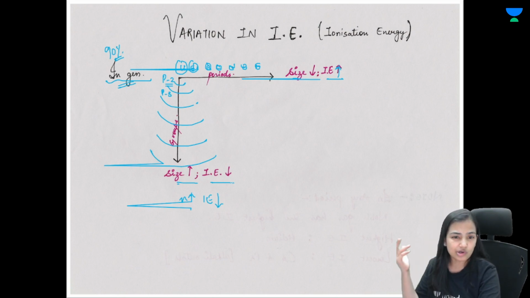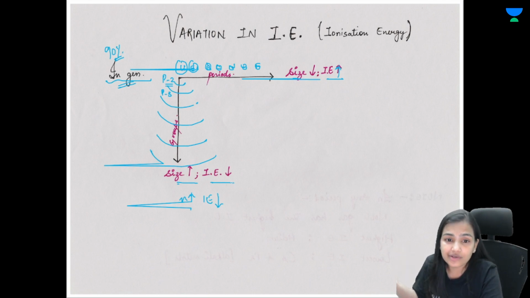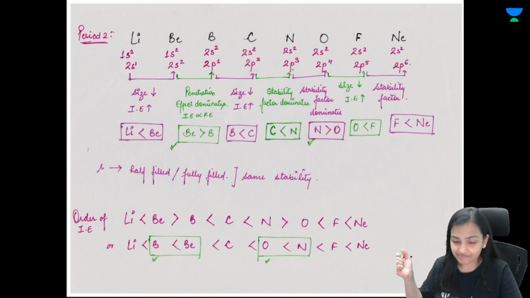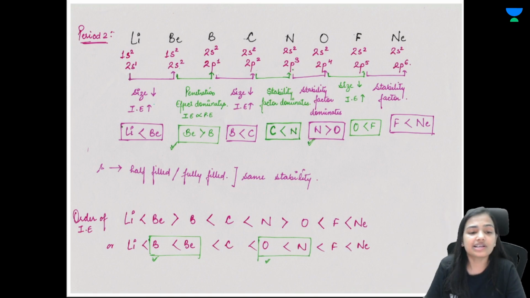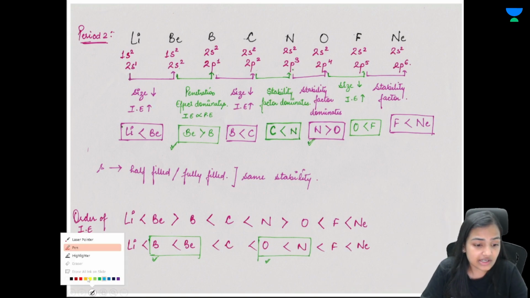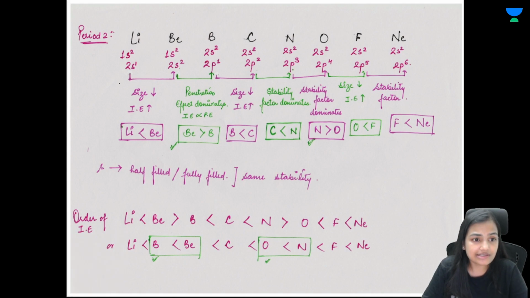Now, is this all okay, or do we need to know more on this? Absolutely, we need to know more. Guys, this was simply a general trend. Now there is a lot to do. Let me talk about period number 2. Let's have a look: lithium, beryllium, boron, carbon, nitrogen, oxygen, fluorine and neon.